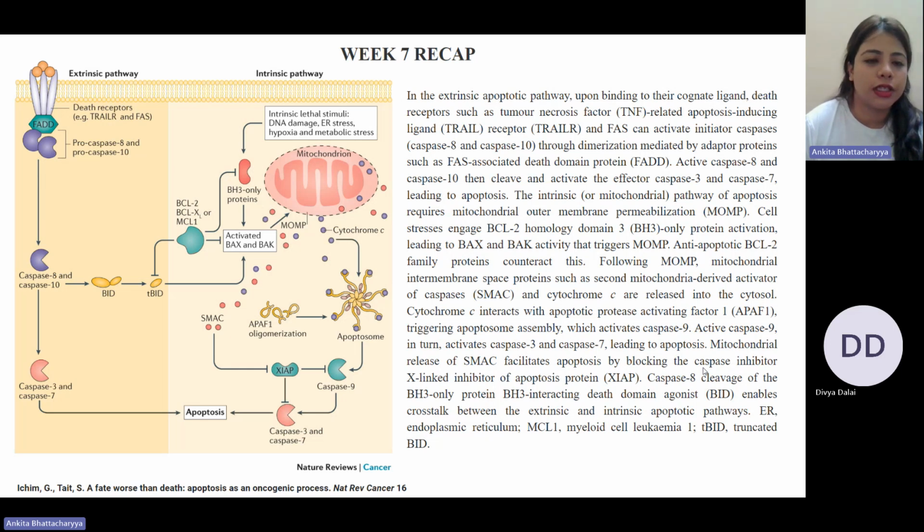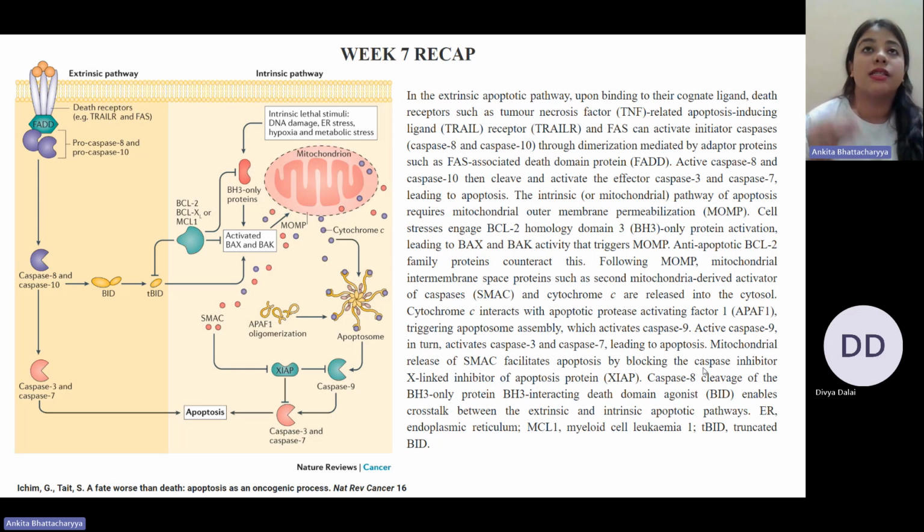So what you see here, even in the schematic, is the involvement of intrinsic lethal stimuli such as DNA damage, ER stress, hypoxia, and metabolic stress, all of which are effectively leading to the activation of BAX and BAK. Even BID, which leads to formation of truncated BID, is doing a similar thing, and it is activating these two proteins. What it does is cause the permeabilization of the outer mitochondrial membrane and the release of cytochrome C.